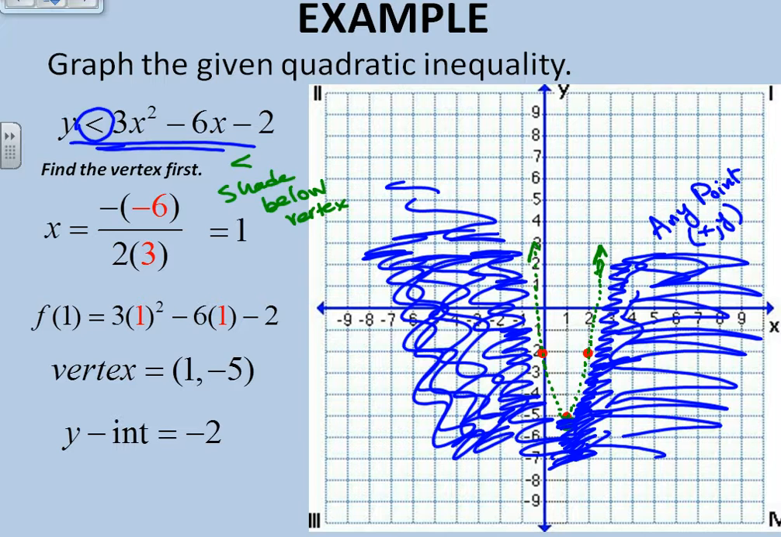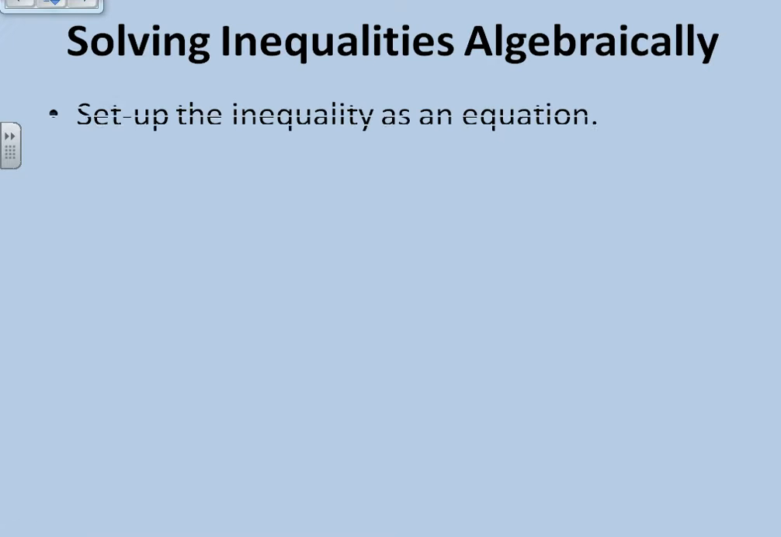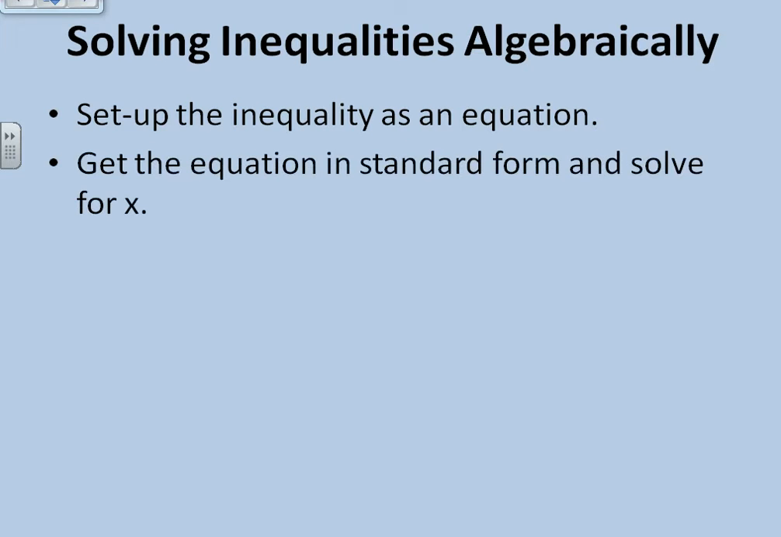All right, continuing along, we're going to look at the other method of solving inequalities, and that is algebraically. Well, we can solve a quadratic inequality through algebra by just manipulating some things. First off, we'll set up the inequality as an equation, and in doing so, that just means we're going to take the less than or the greater than symbol out and put an equal sign in there because we know how to solve that. And we'll get the equation in standard form and solve for x.